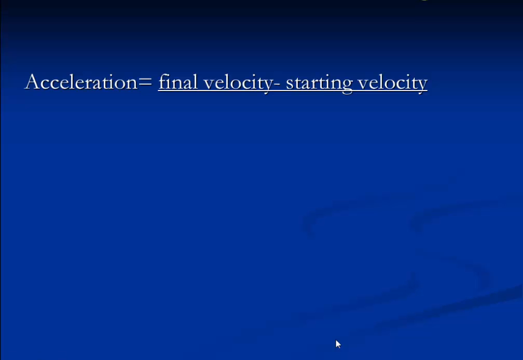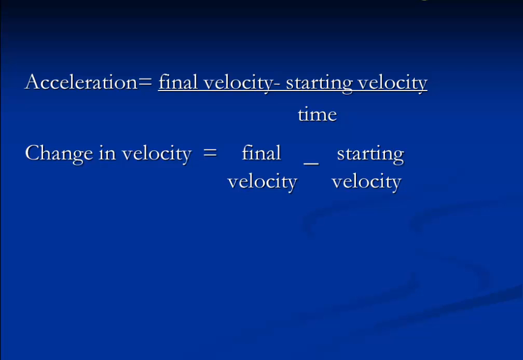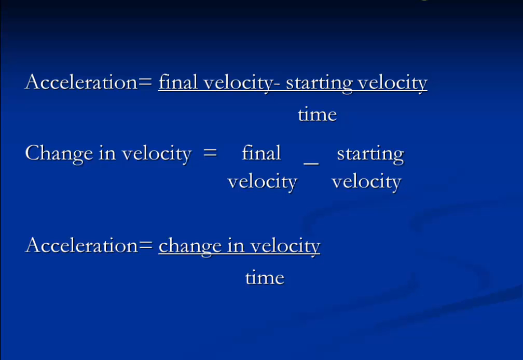So acceleration is the final velocity minus the starting velocity all over time. The change in velocity is, of course, your final velocity minus your starting velocity. So you can just write that as acceleration is the change in velocity over time, or you can call it delta v, that change in velocity.